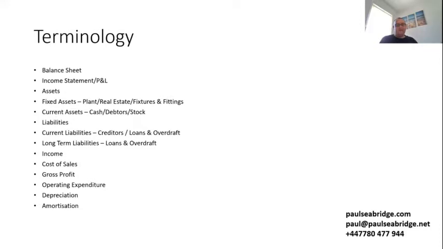Income is basically revenue, so money coming in to the business, sales, if you like. Cost of sales are direct costs to produce whatever it is that you're providing. So if you're a manufacturing business, for example, and you're selling a particular product that you've manufactured, then the raw material cost would be a cost of sale. And that would then give you your gross profit.